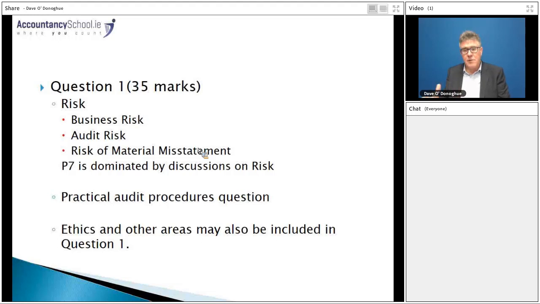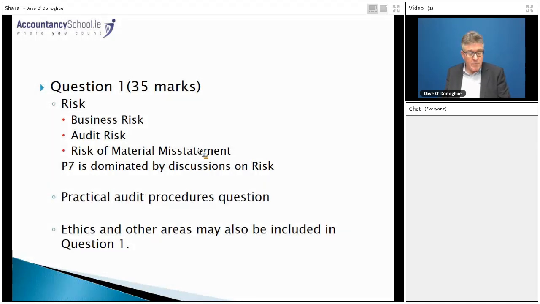There are 2 types of risk really. There's business risk and there's audit risk, but then audit risk breaks down into audit risk itself, or risk of material misstatement. In order to attempt business risk, you need a good knowledge of the risk areas you'll have covered in P1. In order to talk about audit risk and or risk of material misstatement, you need a good, strong accounting knowledge. And the risk will dominate question 1.